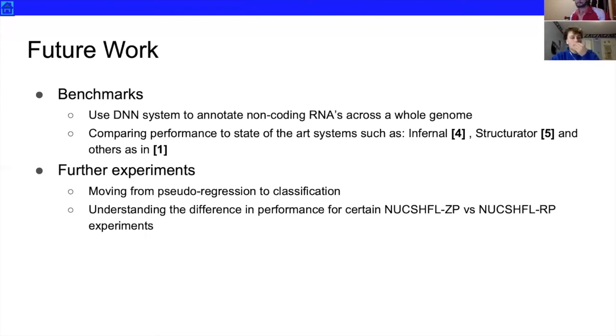Also, further experiments for the pseudo-regression system: moving from pseudo regression to a full-blown regression system where we can predict real-valued numbers for these Drosha cleavage efficiencies to see how well this system can perform. And also understanding the worst case scenario we showed for the Drosha cleavage pseudo-regression task, determining the difference in performance between the shuffled zero padding and the shuffled random padding, which appeared almost random, as if the system was learning on just simple noise. We could elucidate what exactly is going on there, if it's really not learning anything.